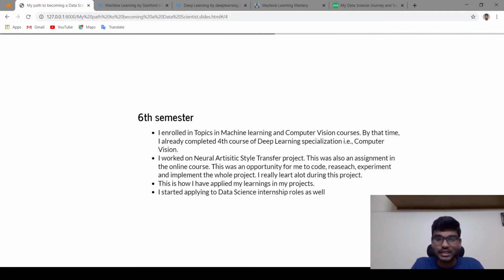In sixth semester, I enrolled in topics in machine learning and computer vision courses. But by that time, I had already completed the fourth course of the deep learning specialization, which is computer vision. As I had completed the fourth course, this gave me some time to work on assignments and projects. So what I did is I worked on a neural artistic style transfer project. This was also an assignment in the online course. So I took this as an opportunity to code, research, experiment, and implement the whole project from scratch. I really learned a lot during this project.